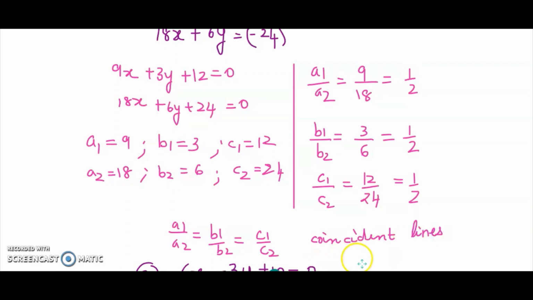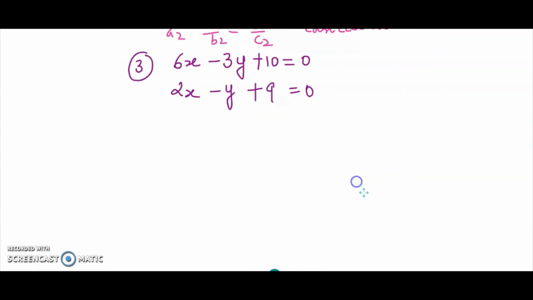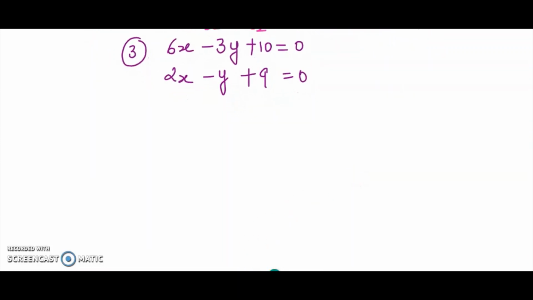Okay, let's take the next one: 6x minus 3y plus 10, and 2x minus y plus 9. Now we don't have to rewrite it here because the constants are already on the left. So we'll directly say a1 is 6, b1 is minus 3, c1 is 10. Then a2 is 2, b2 is minus 1 and c2 is 9.